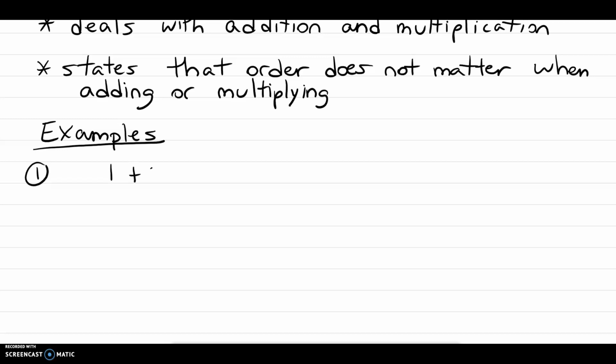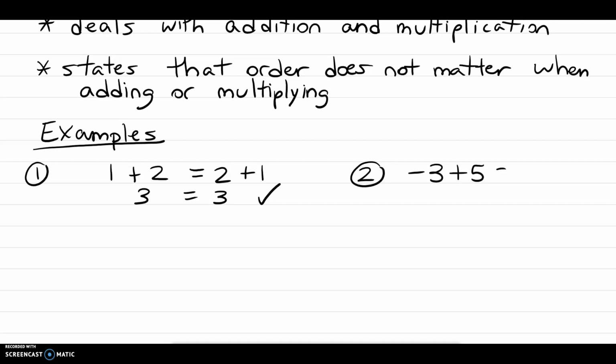When I take 1 plus 2, I want to see, does it equal 2 plus 1? Does order matter? So 1 plus 2 is 3, and 2 plus 1 is 3. So this is showing you how the order doesn't matter when you're adding numbers or adding integers. Even when you have negative numbers, if you have negative 3 plus 5, is that the same thing as 5 plus negative 3? So negative 3 plus 5 is 2, and 5 plus negative 3 is also 2, so that works out.